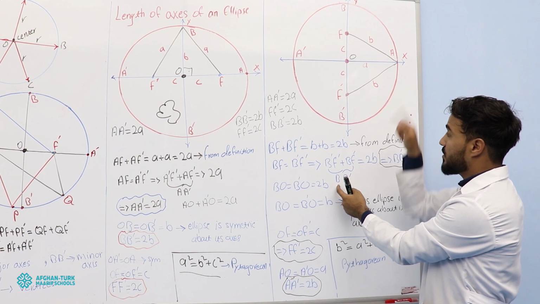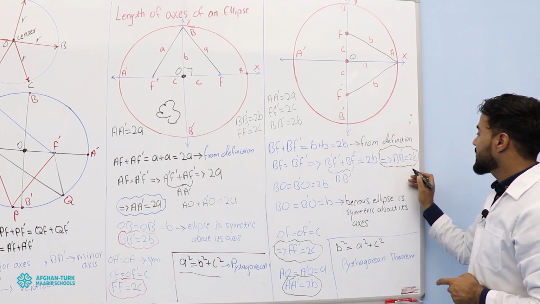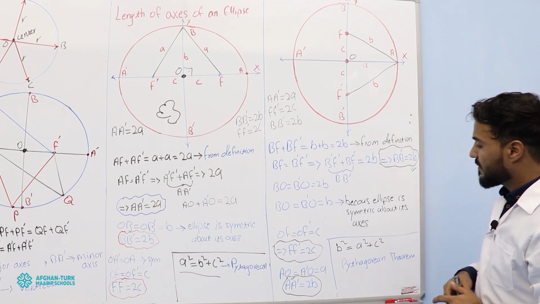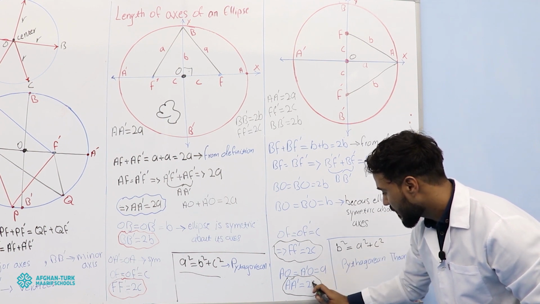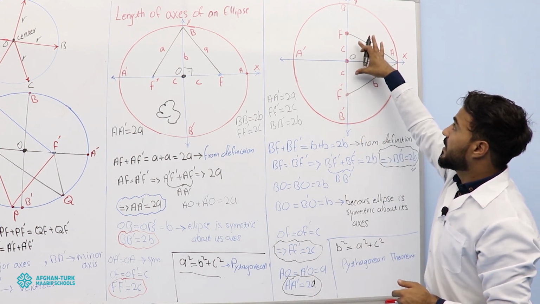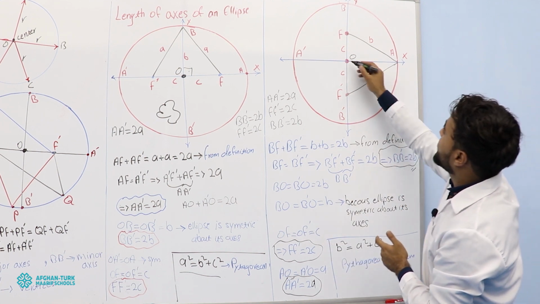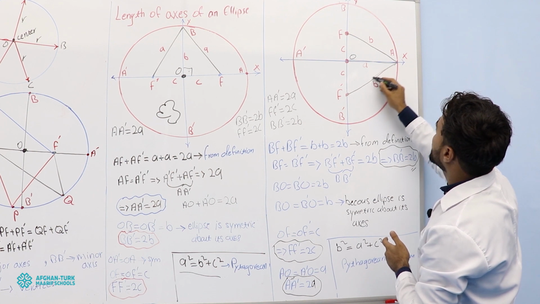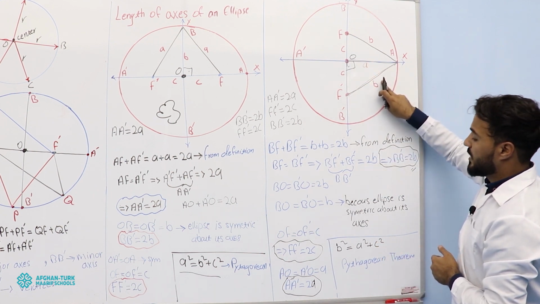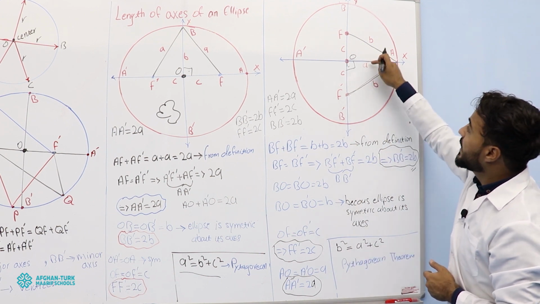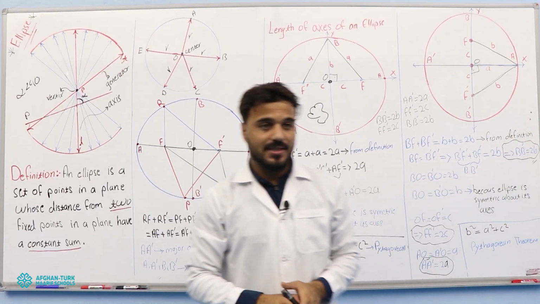It means the major axis of this ellipse is equal to 2B. And the minor axis of this ellipse is equal to 2A. And also the distance between the foci is equal to 2C. Now, in here also we have a right triangle. This is a right triangle. So from the Pythagoras theorem, you can write that hypotenuse square, it means that B square is equal to A square plus C square.